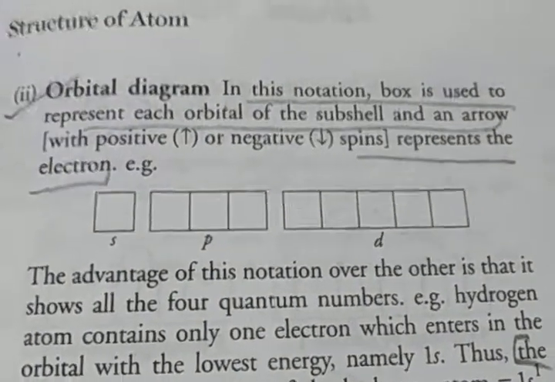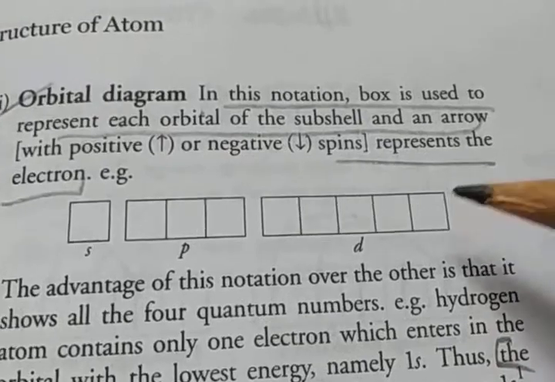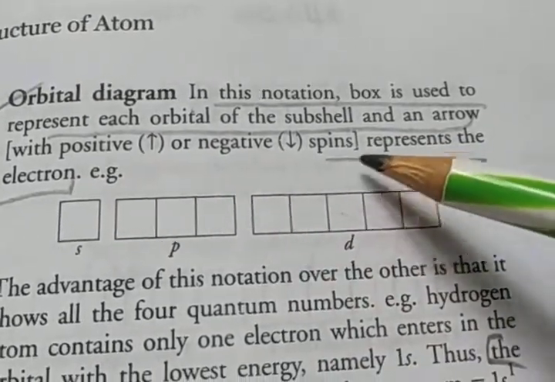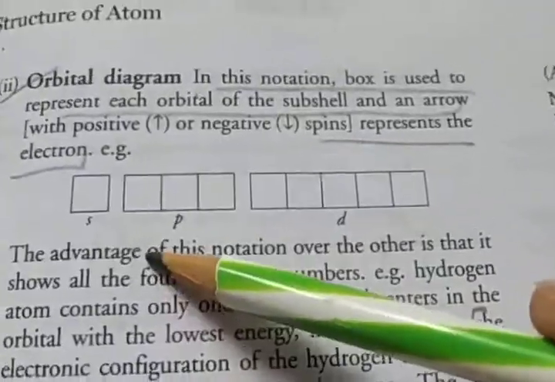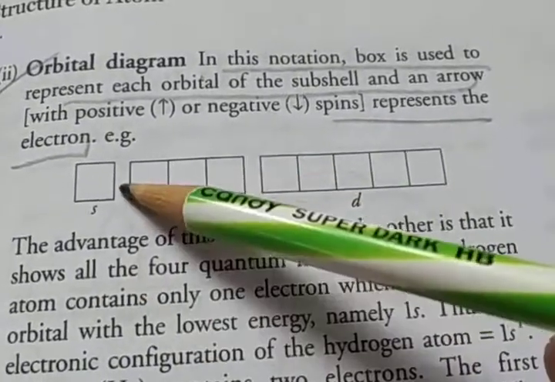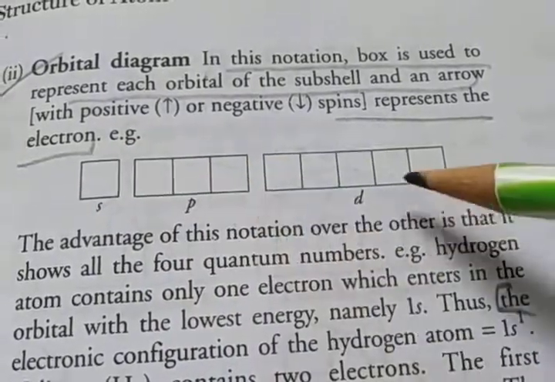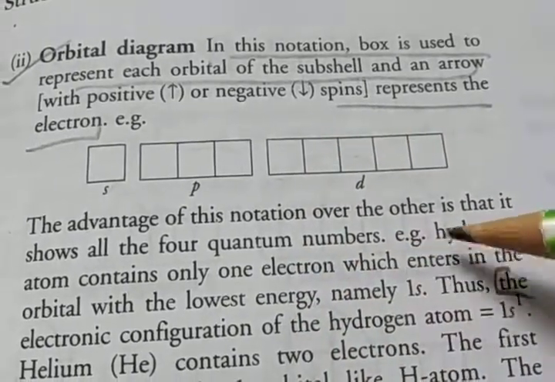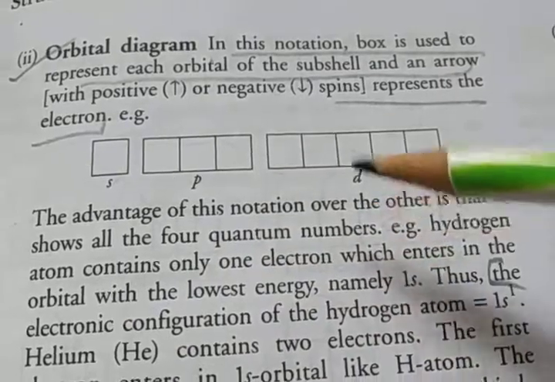The second way is the orbital diagram. In this notation, a box is used to represent each orbital of the subshell, and an arrow with positive and negative spin represents the electron. So we represent the s with 1 box, p with 3 boxes and d with 5 boxes. The advantage of this notation over the other is that it shows all the 4 quantum numbers.